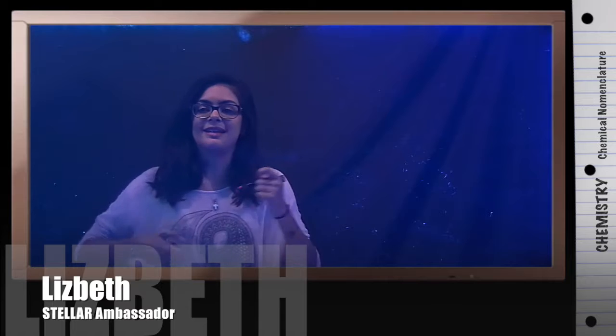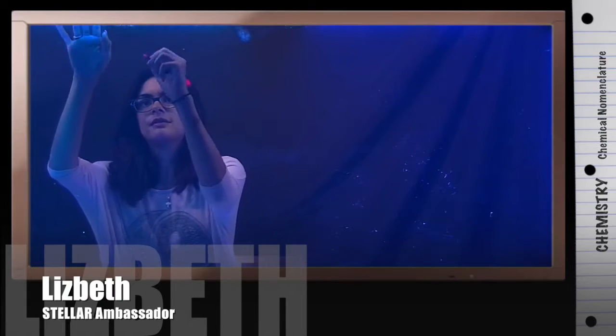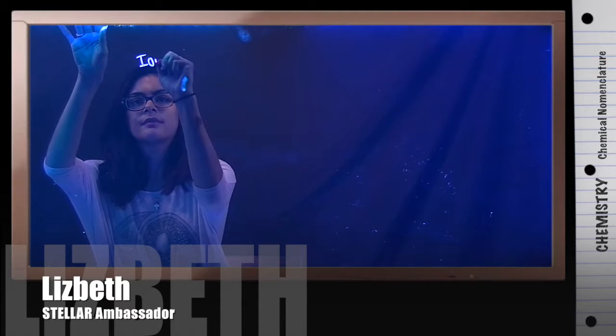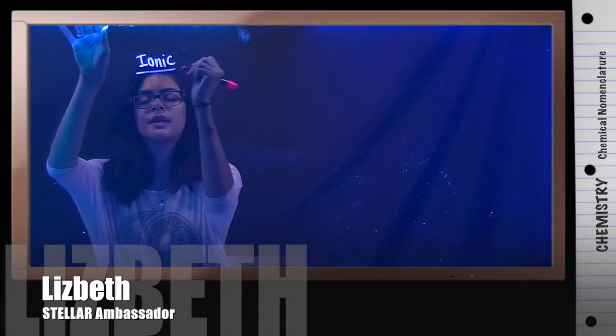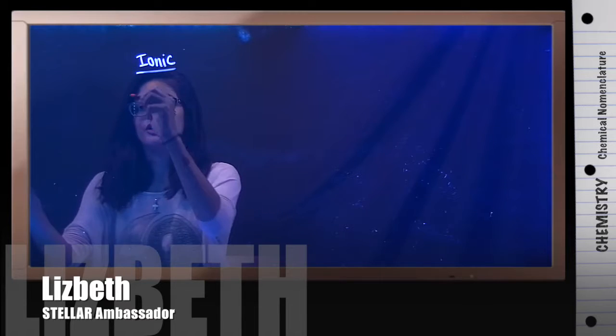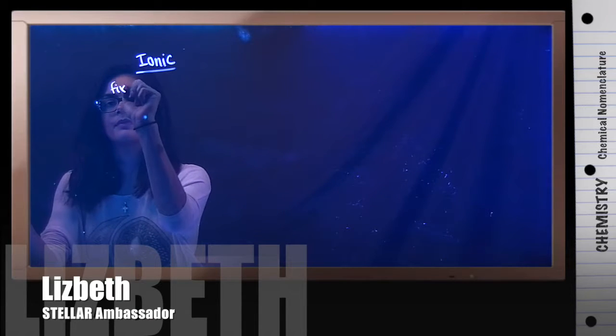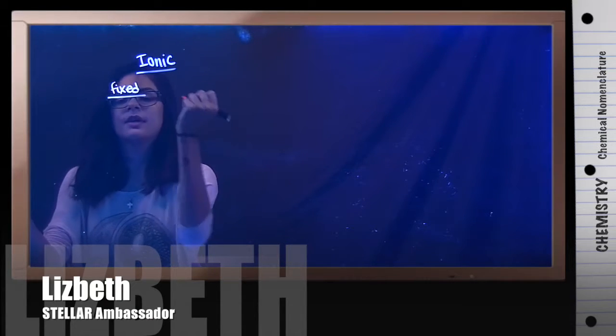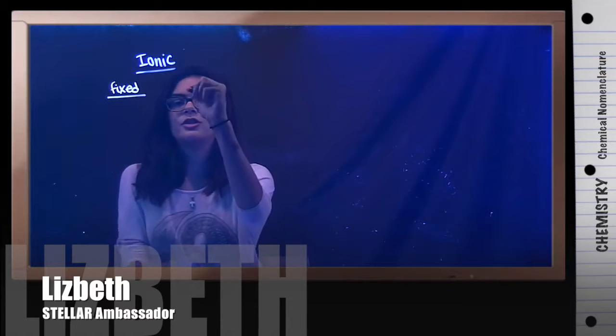So before we start naming, we have to understand that there are two different kinds of molecules or compounds. The first kind is an ionic compound. An ionic compound contains a metal and a nonmetal. And there are two kinds of ionic compounds. There's some that have a fixed charge and some that have variable charges.